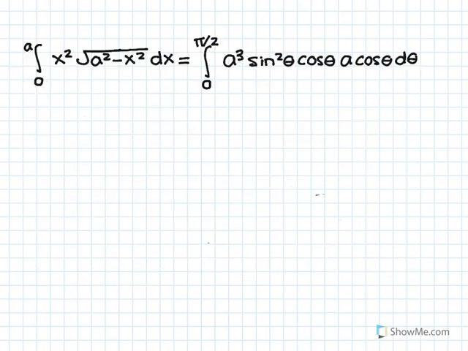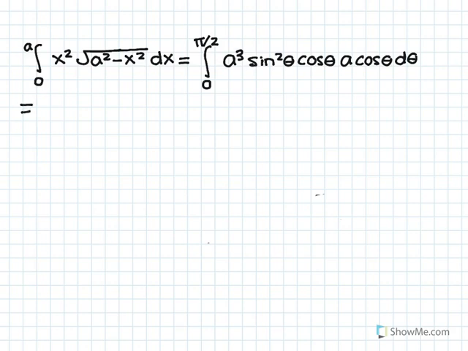So what we have shown is that the integral from 0 to a of x squared times the root of a squared minus x squared dx, after applying a trig substitution x equals a sine theta and also changing limits, becomes the integral from 0 to pi over 2 of a cubed times sine squared theta cos theta times a cos theta d theta. So now the goal is to solve this trig integral and then use some trig identities to bring the answer back to x. So let's simplify this.